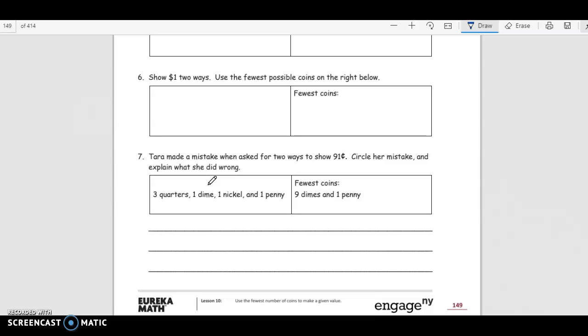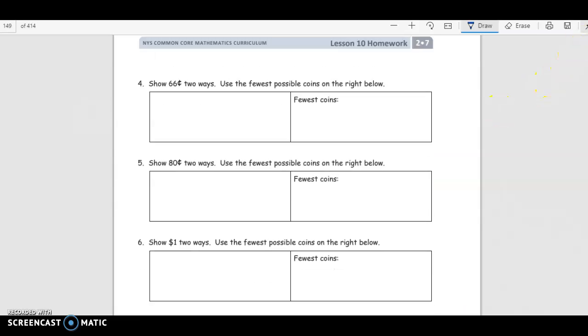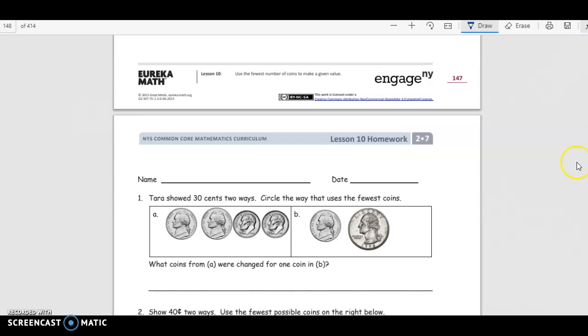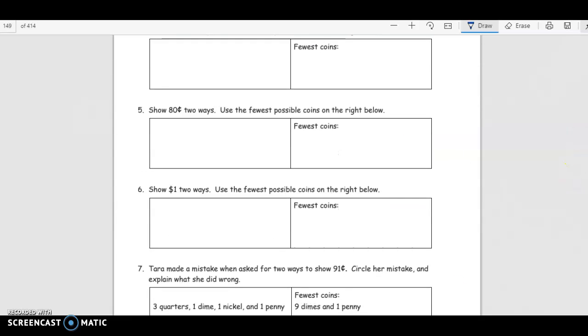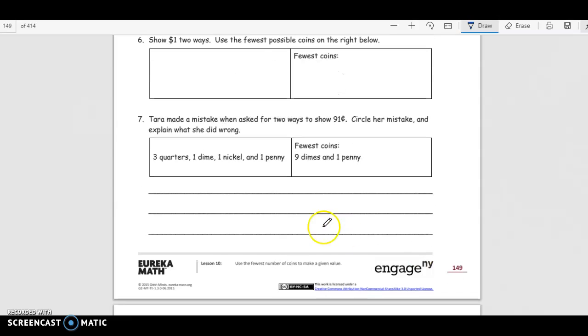If you have any questions, please let me know. I would like you to please submit the second homework page when you're done. Okay, so you will submit this page right here, questions 4 through 7. Thank you.